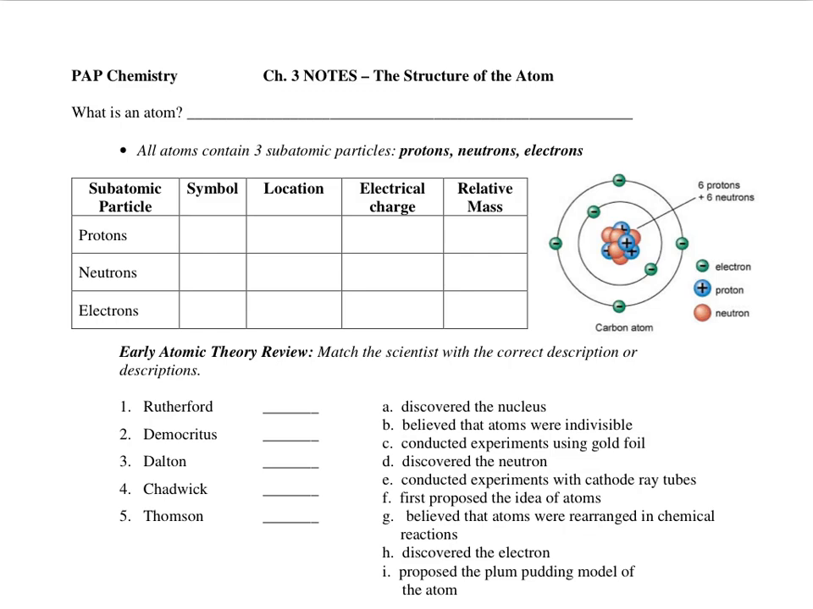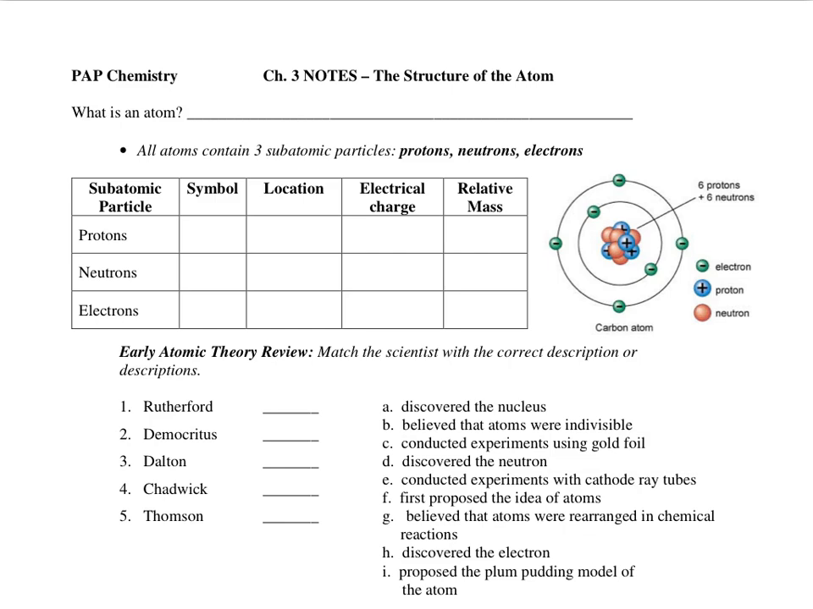Hi, welcome to Chapter 3 Notes on the Structure of the Atom. In this section, we're going to be talking about the general structure of the atom and how we use the protons, neutrons, and electrons to identify different types of isotopes. So it's basically using our periodic table, so you do want to make sure you have that available so that you can use it. So the first thing we want to talk about is what is an atom?